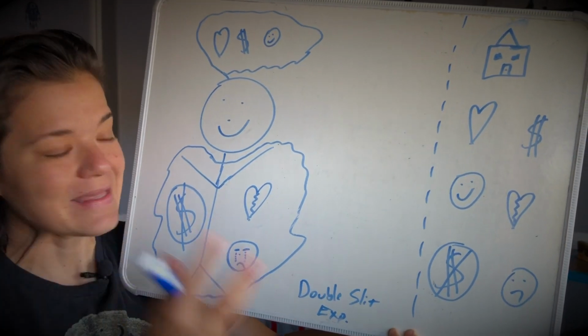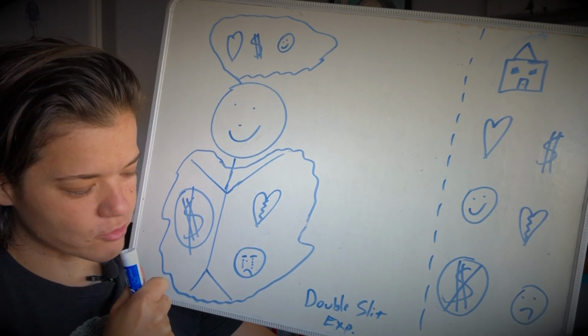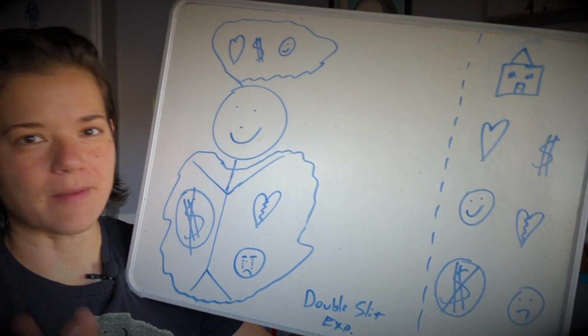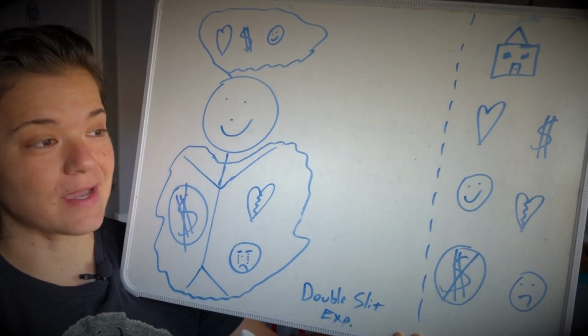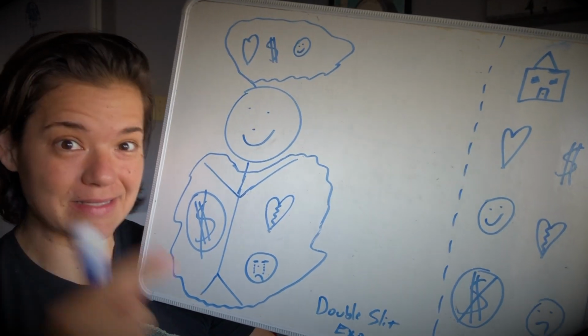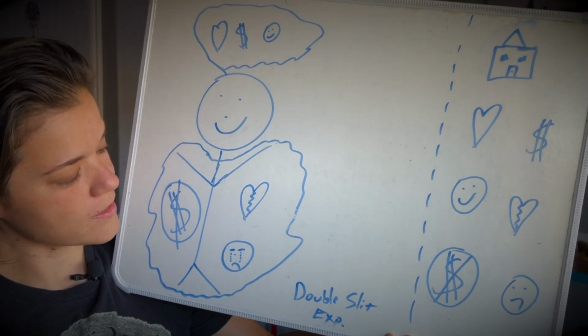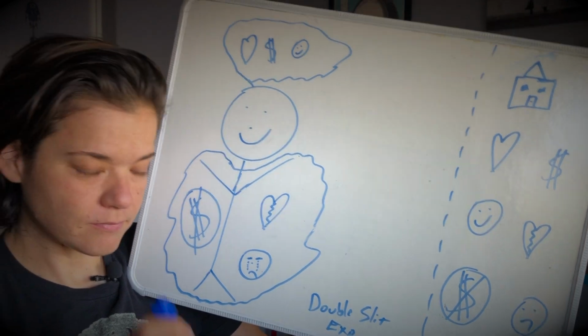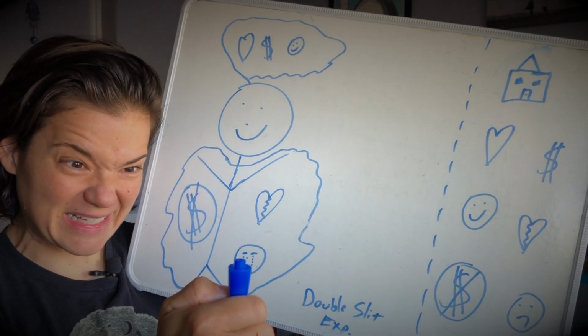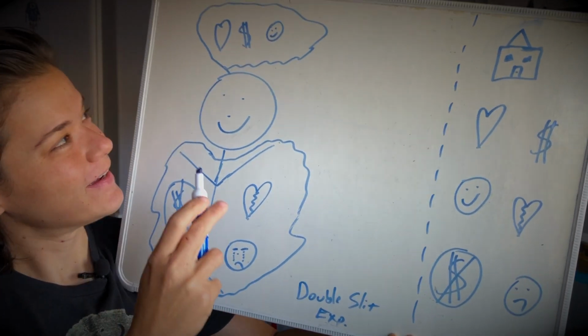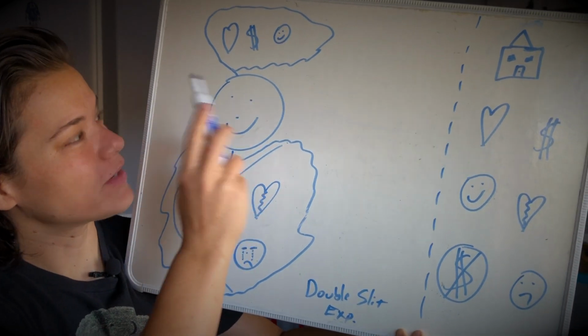Okay, so this, believe it or not, dramatic drum roll. I don't know why I always say that, but it just feels appropriate. This is how you're going to create your reality. This is how, right? So what does this even mean? Okay, let's get started.